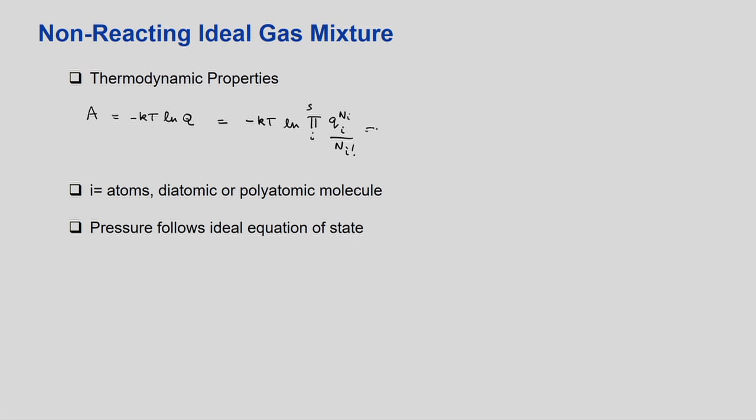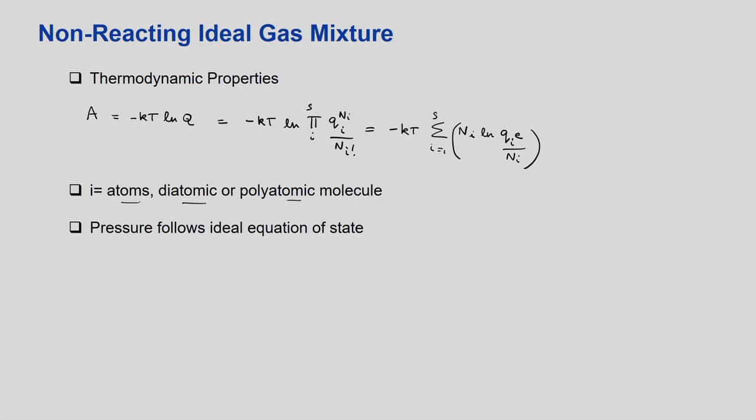Okay. And this I can further simplify as minus kT, then summation of i goes from 1 to S, N_i ln of q_i e by N_i. Okay. Either way, I have converted the ln of the product term; I've taken the ln inside, so it is replaced with the summation term. So this is the expression where we get the Helmholtz free energy. So i here indicates either atomic, diatomic or polyatomic models. It can indicate anything.